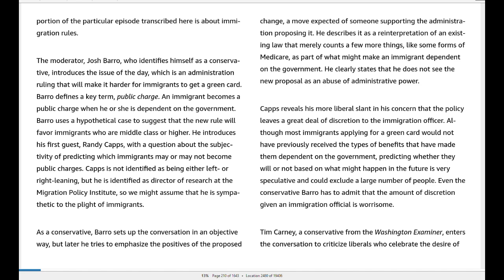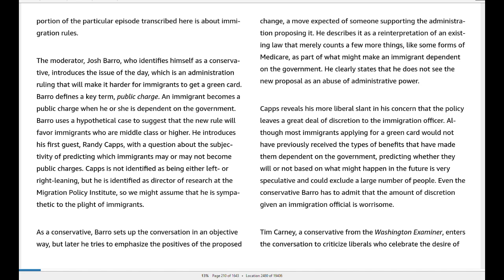Capps reveals his more liberal slant in his concern that the policy leaves a great deal of discretion to the immigration officer. Although most immigrants applying for a green card could not have previously received the types of benefits that have made them dependent on the government, predicting whether they will or not based on what might happen in the future is very speculative and could exclude a large number of people. Even the conservative Barro has to admit that the amount of discretion given an immigration official is worrisome.